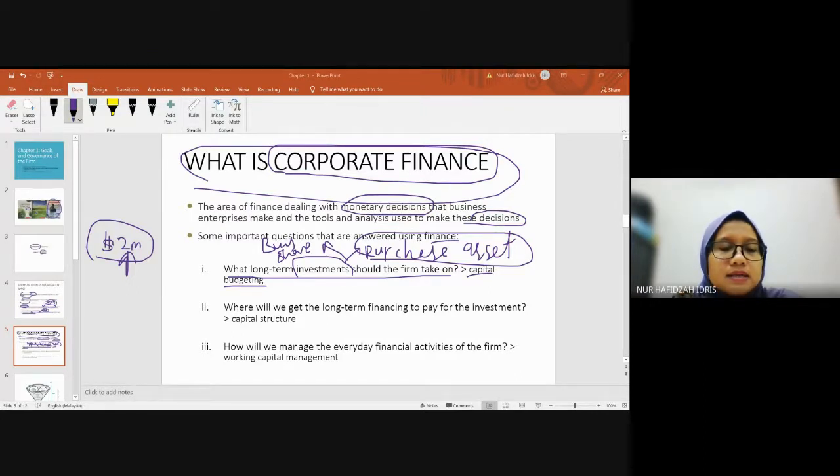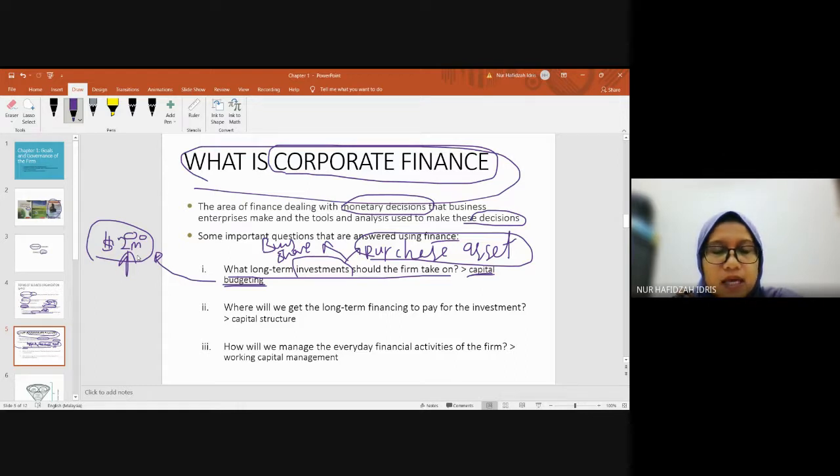Okay, capital budgeting decision is regarding the cash flow of the machine nanti. And then the second question, after you make a decision, let's say the machine costs 200 million. After you do capital budgeting and evaluate, you come out that the company should buy the machine with cost of 200 million.